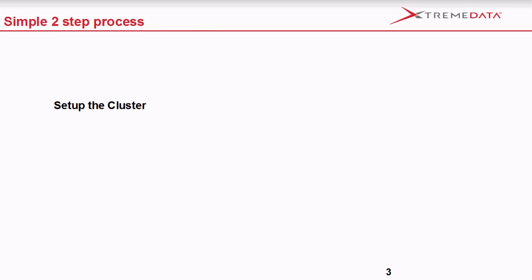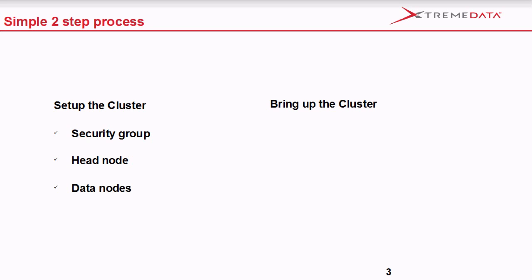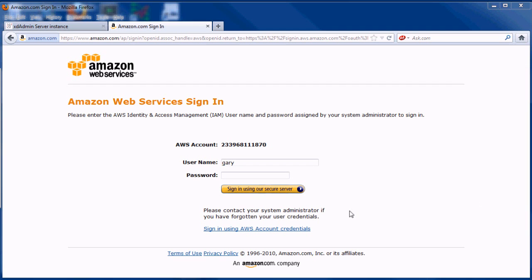First, we set up the cluster by creating a security group. We instantiate a head node and the data nodes for the cluster. We then bring up the cluster by getting remote access. We initialize and start the cluster, and then we kick off the DBX instance on that cluster, and you're ready to begin your analysis. We're going to start this project from the Amazon Web Services login screen.